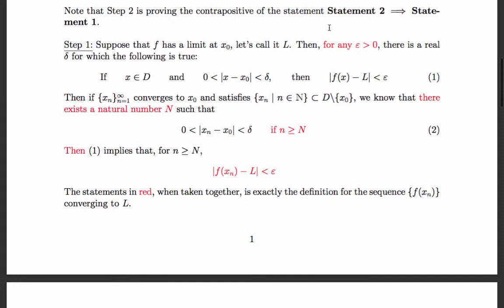Right, by the way, if I take the statements in red together, that's exactly the definition of a sequence converging to a limit. For any epsilon greater than 0, there exists a natural number N. If n is greater than big N, then the absolute value of f of xn minus L is less than epsilon. I've demonstrated that the sequence f of xn satisfies the definition of convergence. Now, I actually demonstrated something a little further, that every sequence f of xn that converges must converge to L.